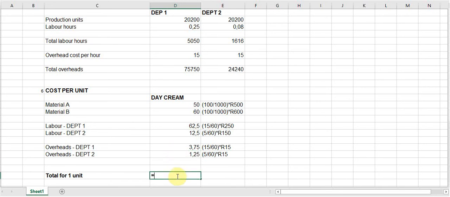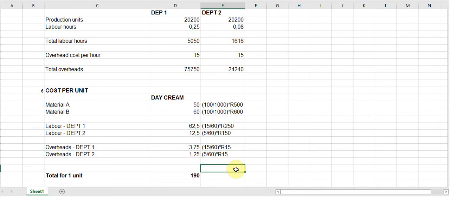I need to calculate the total cost per unit, and that is the sum of my material, labor, and overheads, and it costs me 190 Rand to make 1 bottle of day cream.